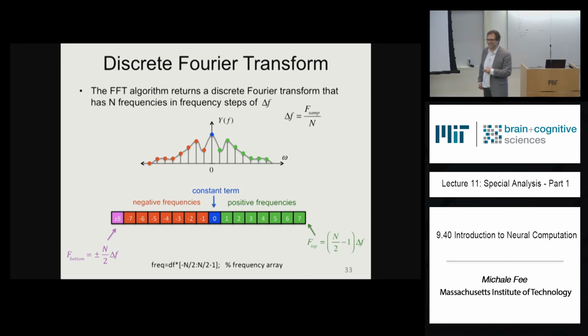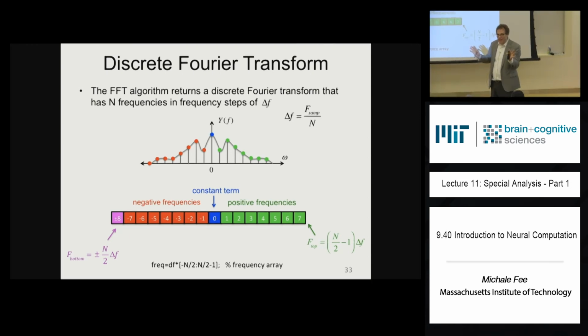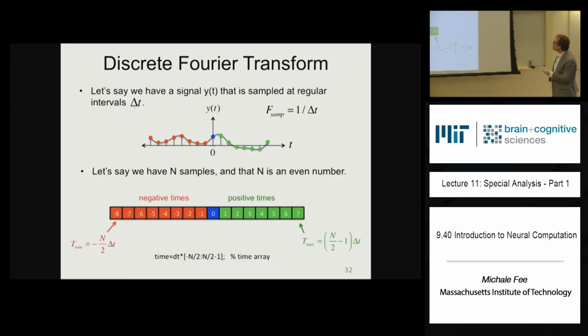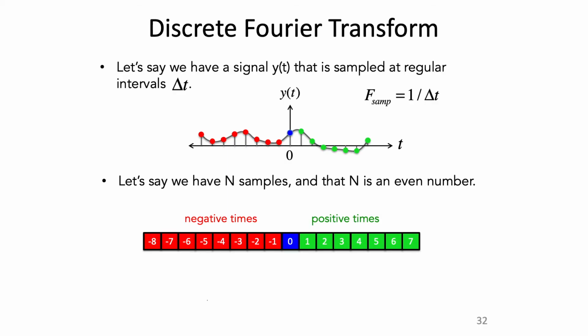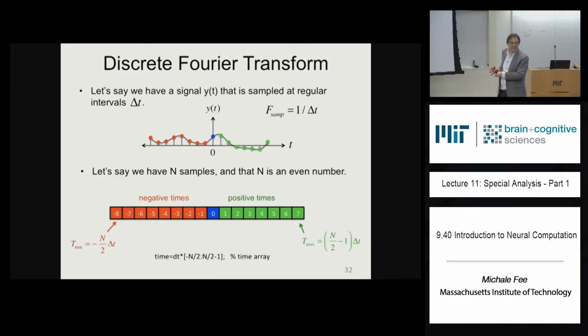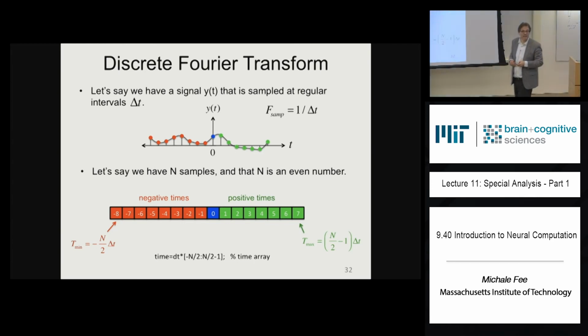Don't panic. This is just like reference. I'm showing you how you put the data in and how you get the data out. When you put data into the FFT algorithm, you put in data that's sampled at times, and you have to know what those times are. If you want to make a plot of the data, you need to make an array of time values, and they just go from a t min to a t max. And there's a little piece of MATLAB code that produces that array of times for you.